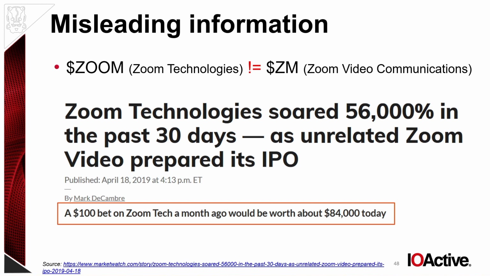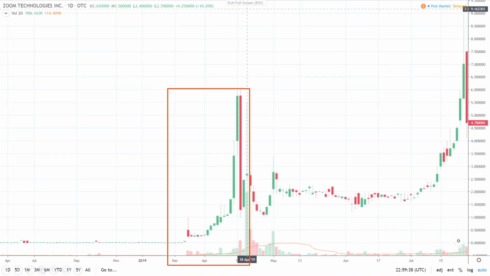Zoom with double O versus Zoom ZM without O's. Zoom Technologies was a tiny company from India, a penny stock, and Zoom is the software we use for video communications, right? Prior to the IPO, people went and bought the other stock. And the stock rose 56,000% in 1 month. One day, people realized it was the wrong stock and the price tanked.